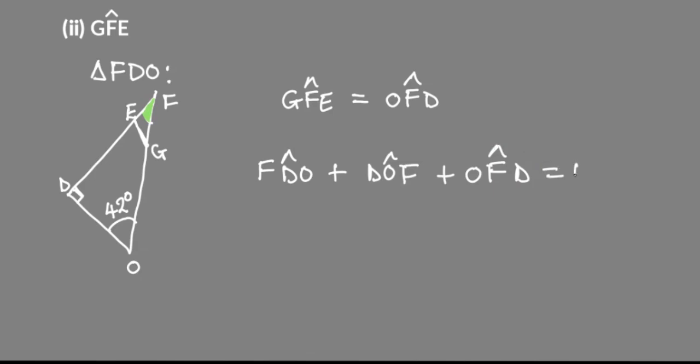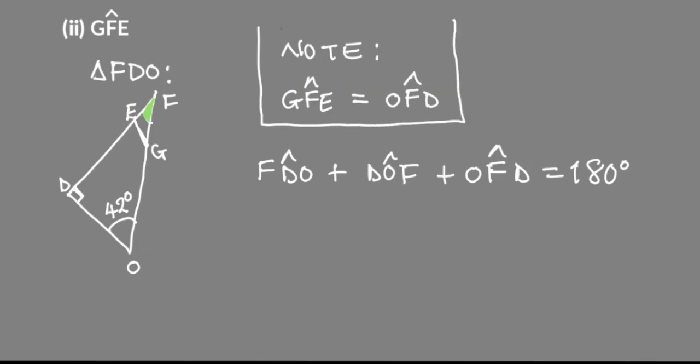We're supposed to have 180 degrees. And remember, GFE is equal to OFD. Actually, we can just put this as a note since we're learning. So we're supposed to note that GFE is equal to OFD, meaning, where we have OFD, we can simply replace it with GFE. And then we'll move this DOF to the right side and the FDO to the right side.